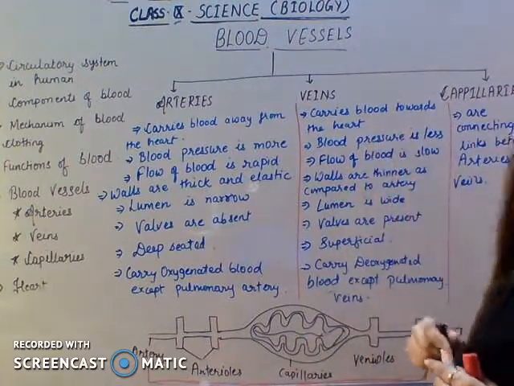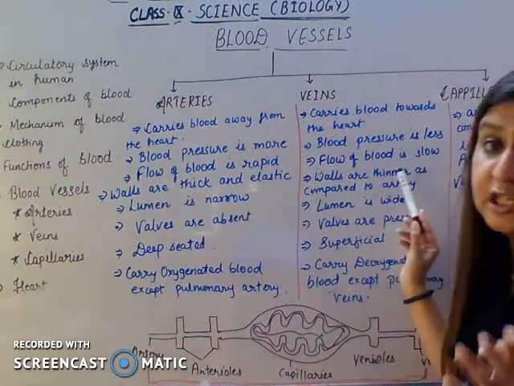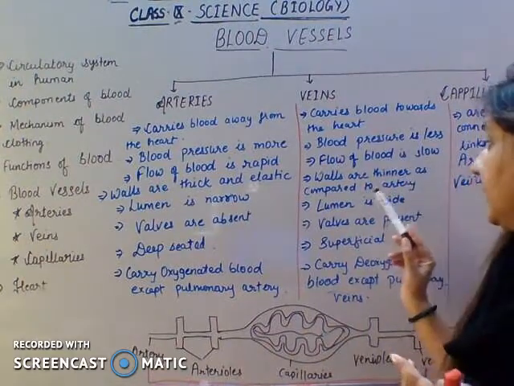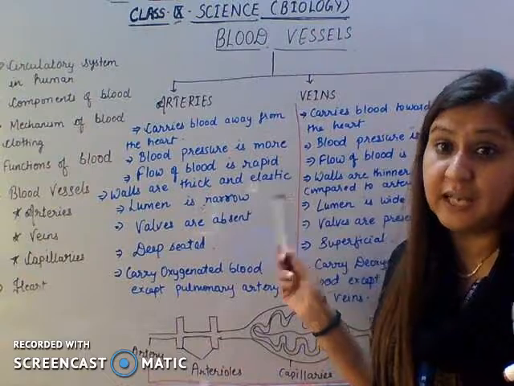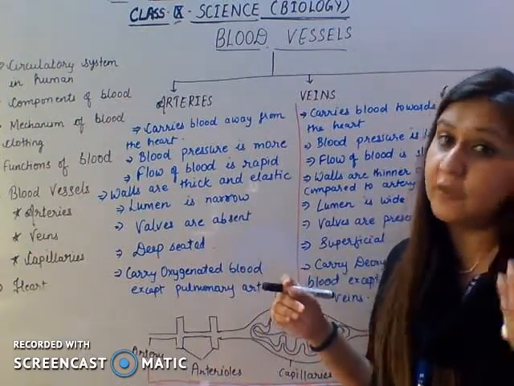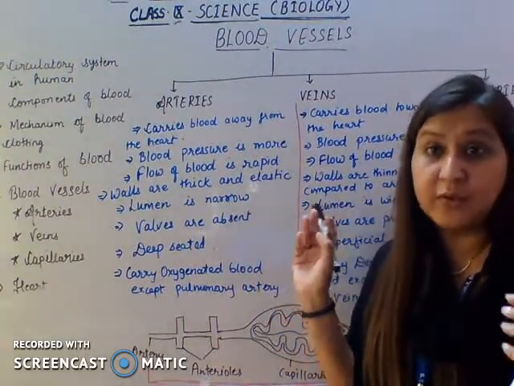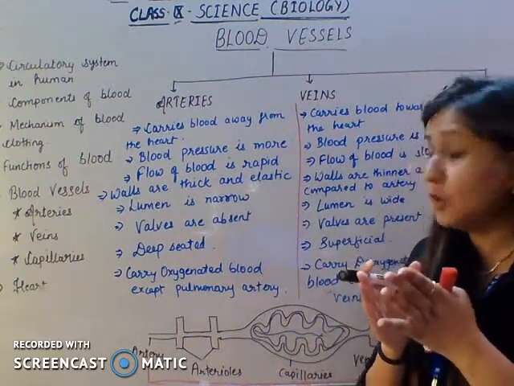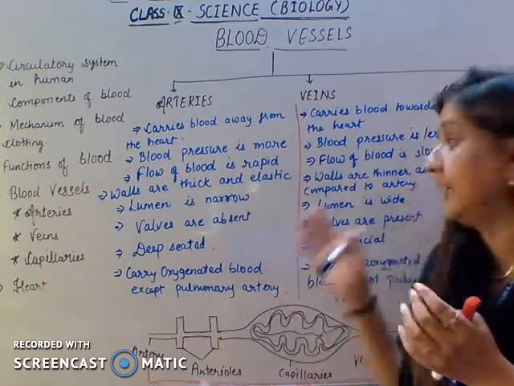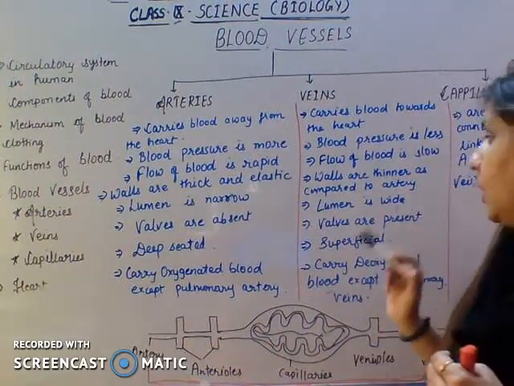Next, blood pressure is again less here. Flow of blood is slow as compared to arteries. Walls are thinner because they don't have such pressure as that of arteries. That's why the walls are thin. Lumen is wide. Again, this was also a reason. In arteries the lumen is narrow, that's why the pressure is high. Here the lumen is wide. The pressure is obviously low.